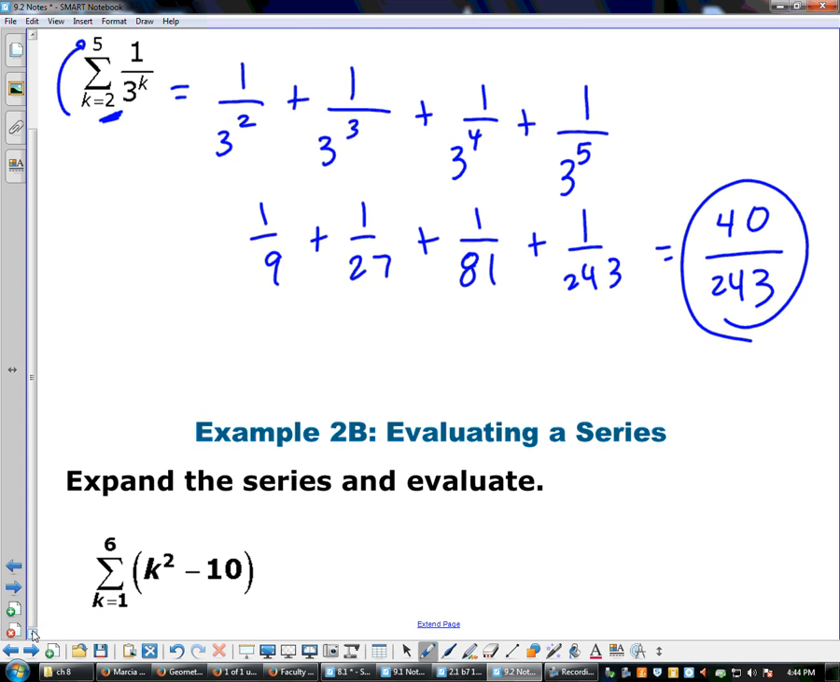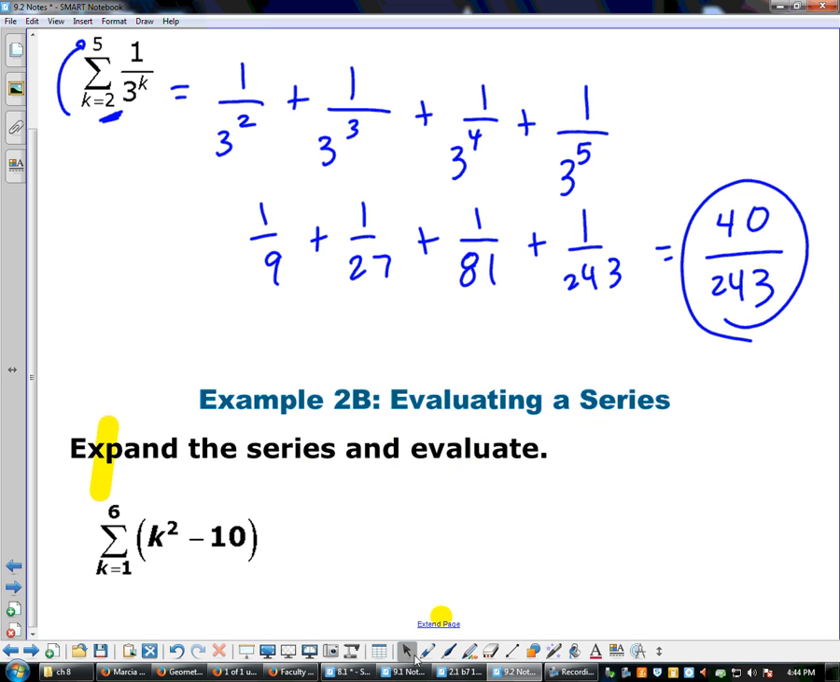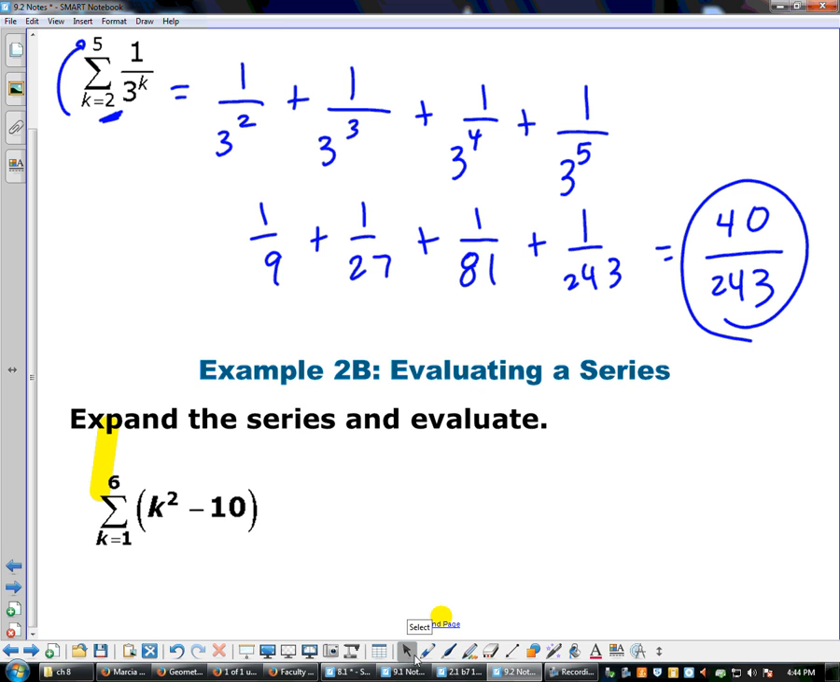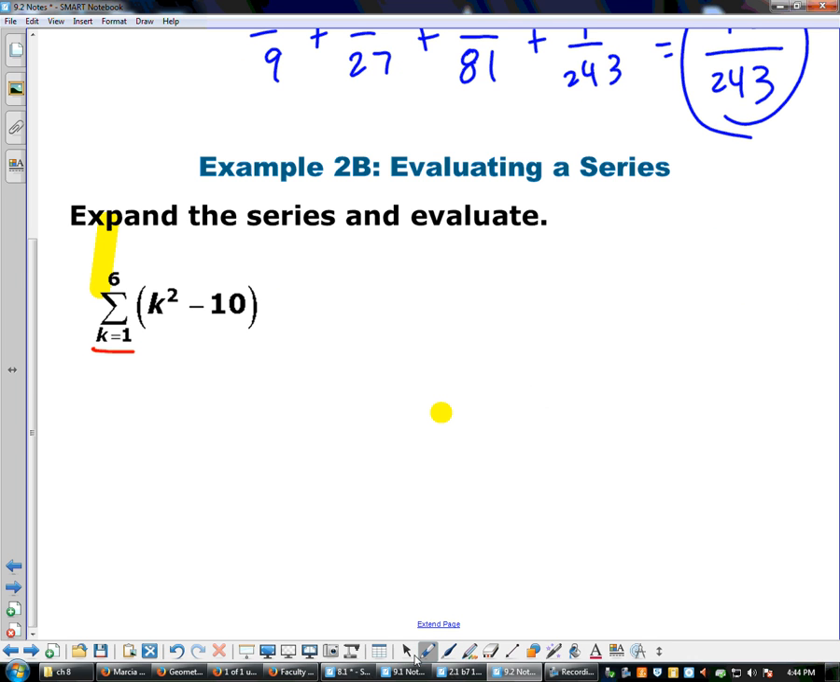All right, let's try another one of these for our examples. Okay, so we want to expand this series. Again, we're going to use our index over here. So our k value is going to start at 1 and will work its way all the way up to 6. So we're going to add each of the values we get.